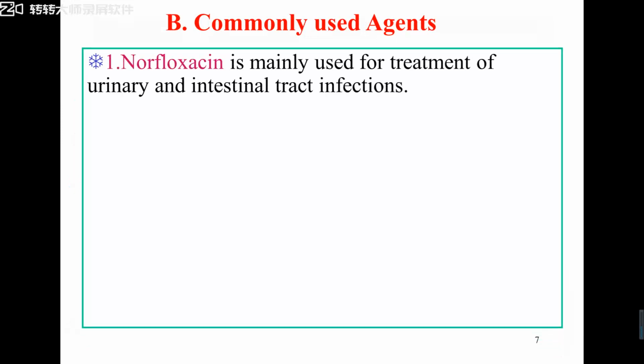Quinolones, such as norfloxacin. Norfloxacin in the second generation is mainly used for treatment of urinary and intestinal tract infections. Every Chinese person knows this drug because we call it 诺氟沙星, and it is mainly used in clinic to treat intestinal tract infections. In fact, every Chinese person uses norfloxacin to treat diarrhea. When they go to another city or country, they prepare drugs to prevent diarrhea, and the drug they take is norfloxacin, used to treat bacterial diarrhea.